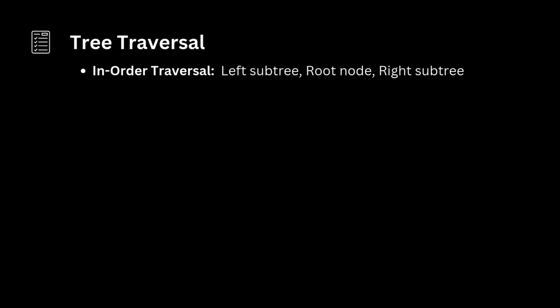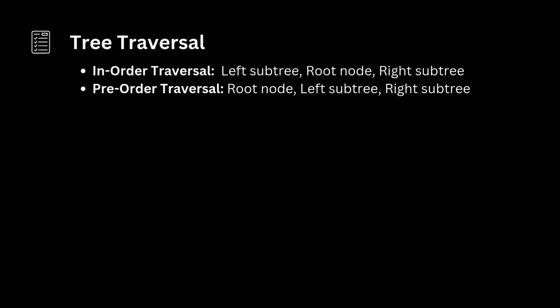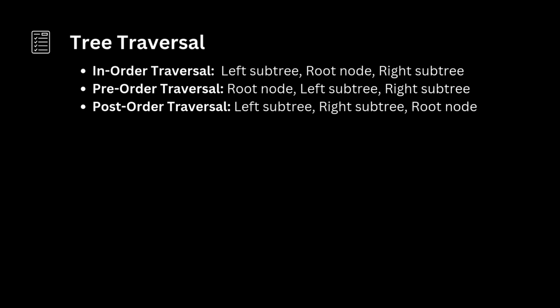In summary, we can say that in-order traversal visits nodes in the left subtree, root node, right subtree, and it is useful for binary search trees to get values in sorted order. Pre-order traversal visits the root, left subtree, then right subtree, useful for creating tree copies and prefix notations. Post-order traversal visits nodes in the left subtree, right subtree, and then root, useful for tree deletions and postfix notations. Each traversal method has its own use cases and is chosen based on the specific needs of the algorithm or operation being performed on the tree.